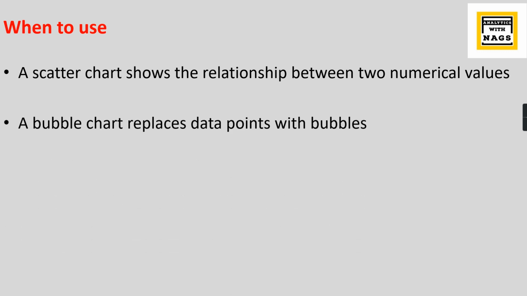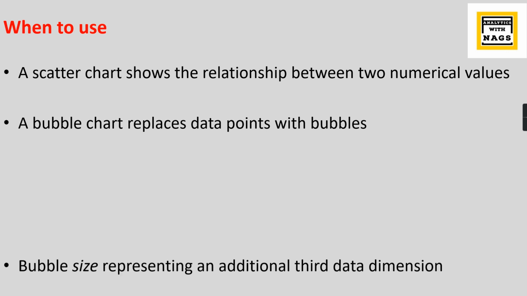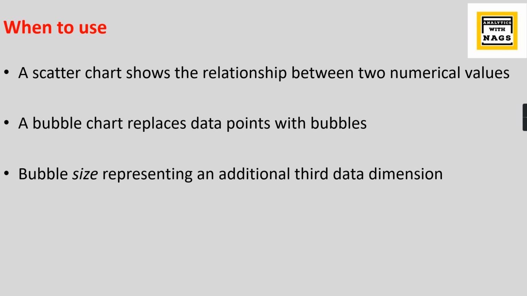And a bubble chart replaces the data points with bubbles. Basically, once you put these two values in the x-axis and y-axis, there will be a small bubble appearing, which is nothing but your data point. That is what your bubble chart becomes. And you can have a bubble size representing an additional third data dimension.